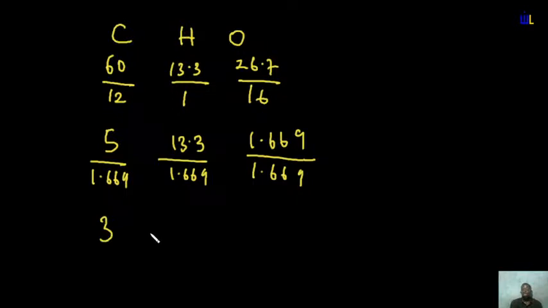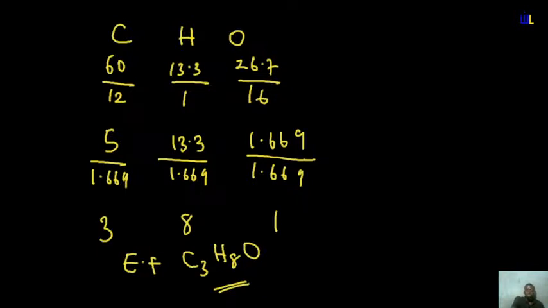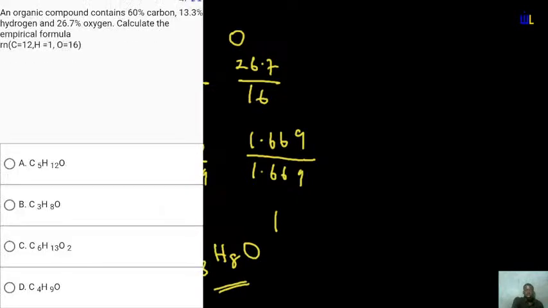We can approximate 9.9. The ones we can't approximate are 0.5, 0.3, and 0.6. Then we have 13.3 divided by 1.669, and what we have is 7.9, which is approximately 8. And finally, 1.669 divided will give us 1. So our empirical formula will now be C, 3 of them, H8, and 1 of oxygen. And that's that basically. So if we look at our options, that is going to be option number B.